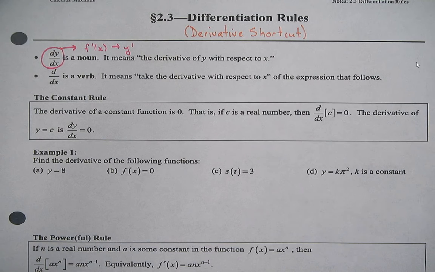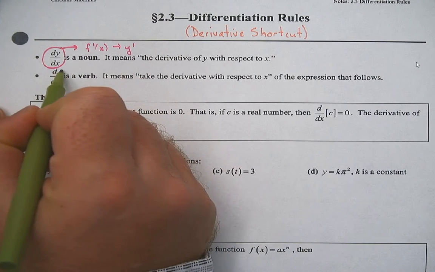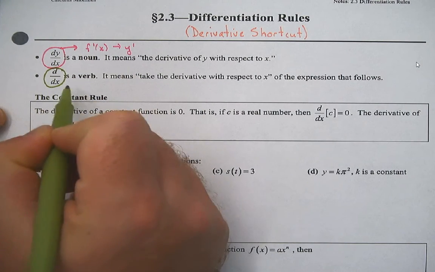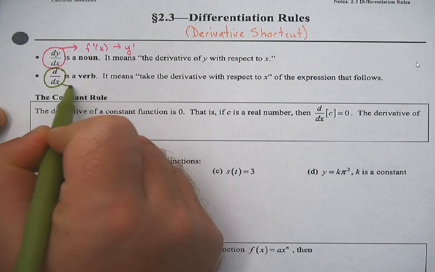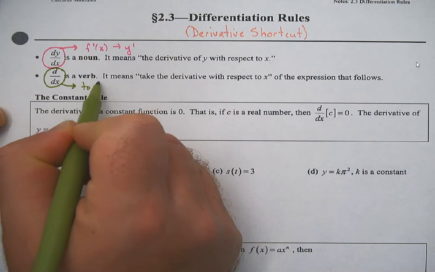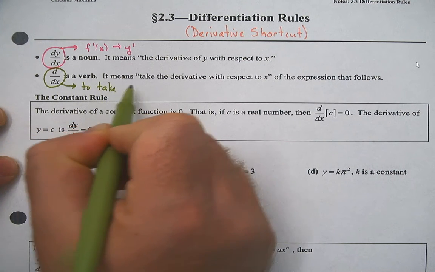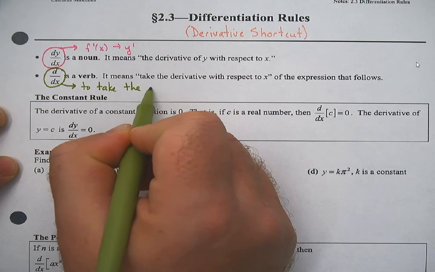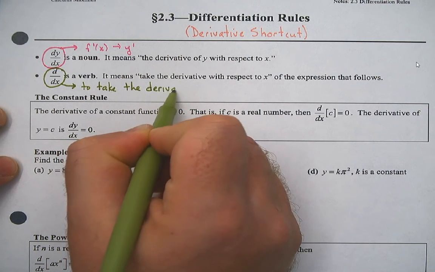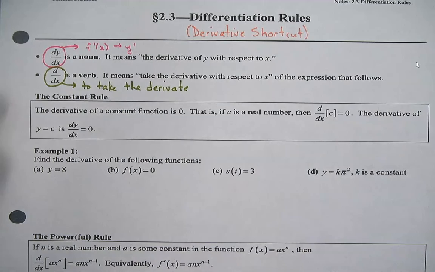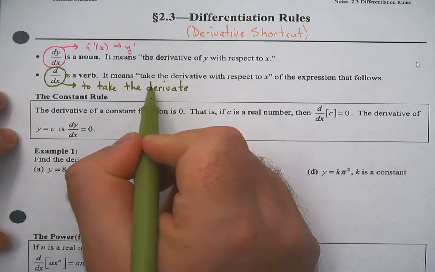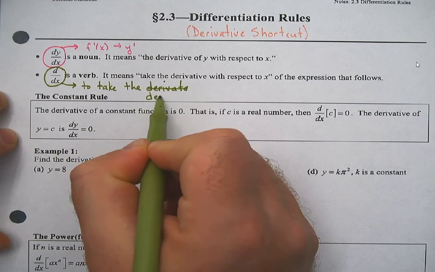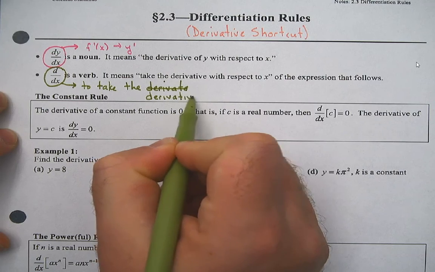Versus d dx, this is a verb. This means to take the derivative. Ooh, how about I spell that right? Derivative.